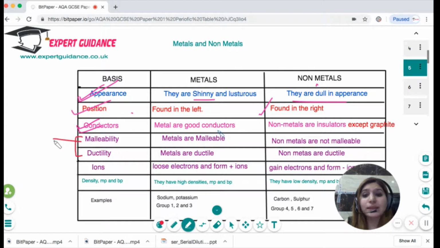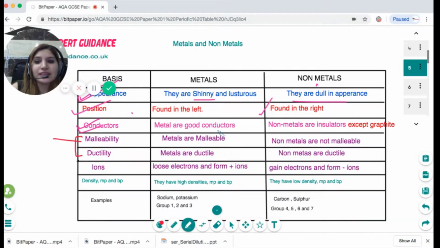Next, all the metals lose electrons to form positive ions. We'll see this in ionic bonding. And you also know that a metal has like 1, 2 or 3 electrons in the outermost shell, which are easier to lose. On the other hand, non-metals have more than 5 electrons in their outermost shell, so it's better for them to gain an electron. So they gain an electron and form negative ions.